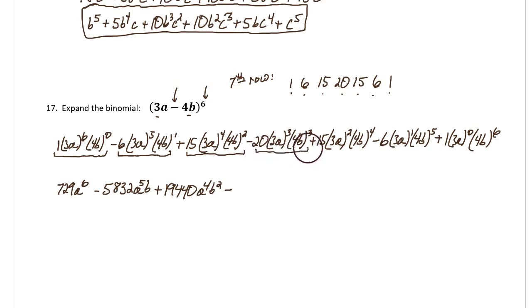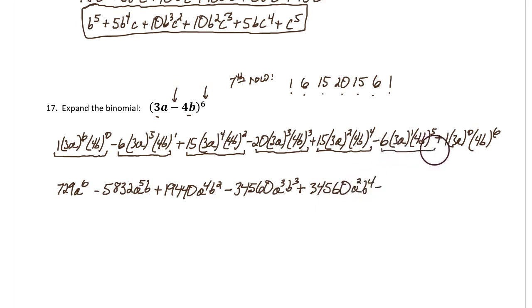Now we'll do this next term. We're going to go 3 to the 3rd times 4 to the 3rd times 20. That's 34560 a to the 3rd b to the 3rd. Okay, now this next term, we're going to go 3 squared times 4 to the 4th times 15. That's 34560 again. A squared b to the 4th.